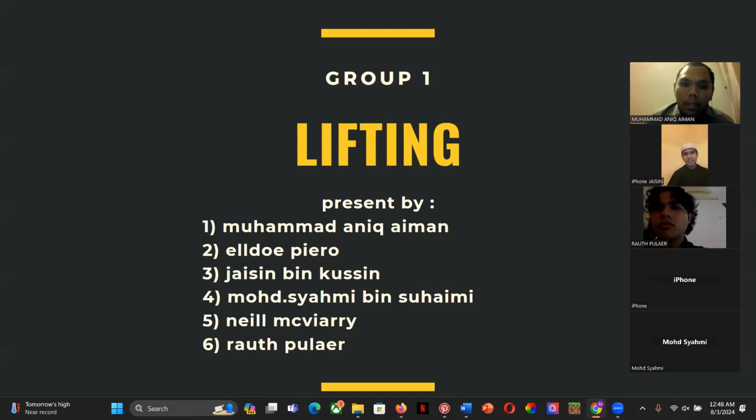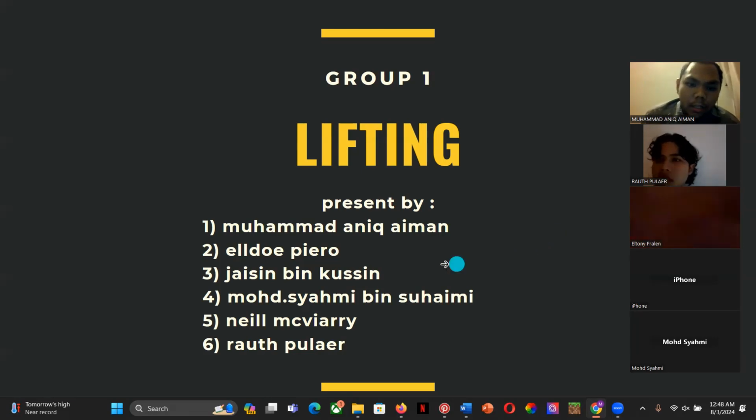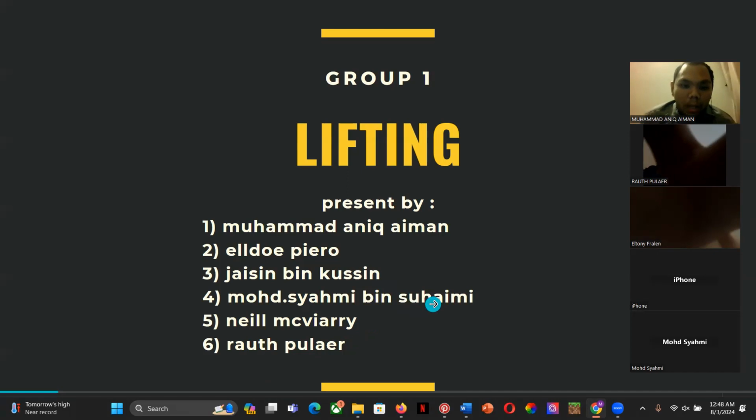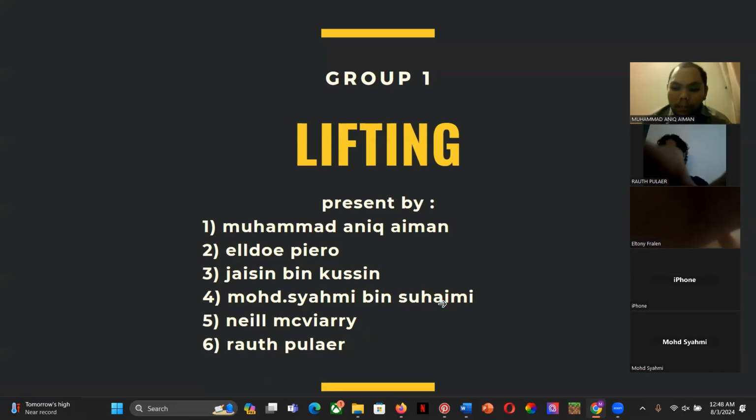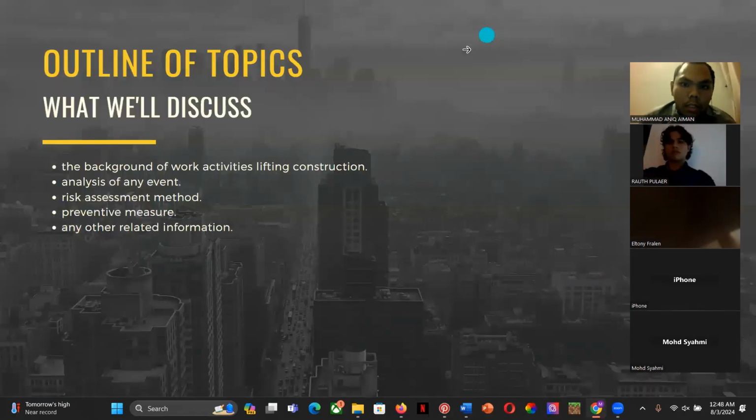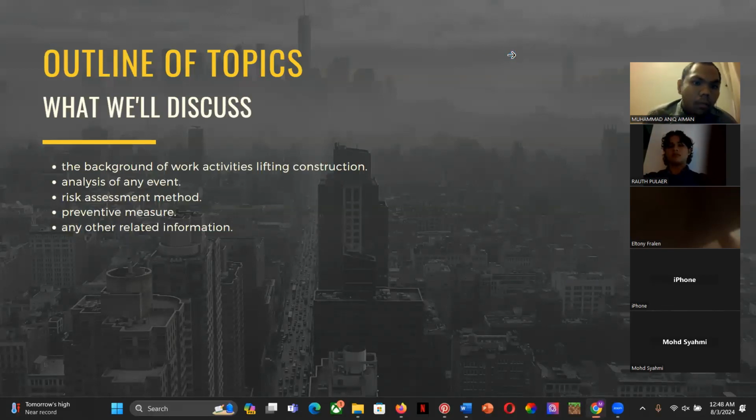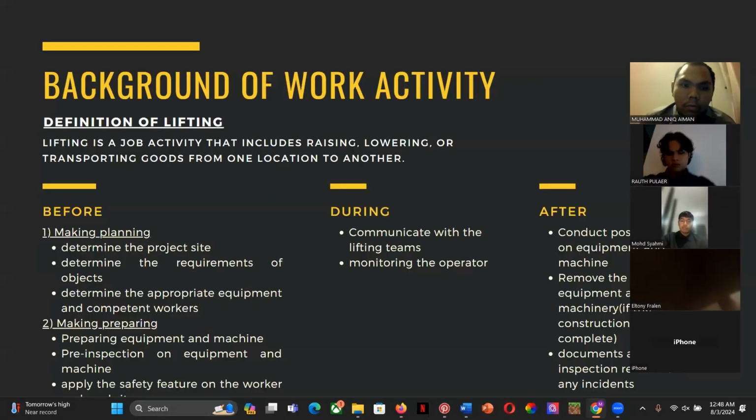So I will introduce my team: Muhammad Aiman, Eldo, Jason bin Kusin, Muhammad Sami bin Suhaimi, Nail, Siberi, and Rafula. So this is the outline of the topic: the background of work activity lifting construction, analysis of any event, risk assessment method, preventive measure, and any other related information. So I will pass to Sami to present about this.